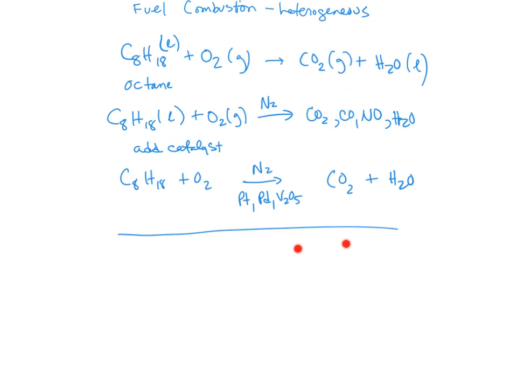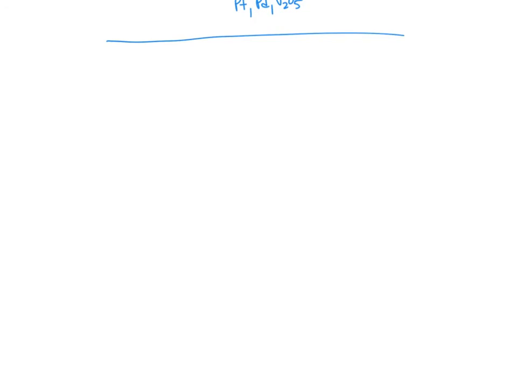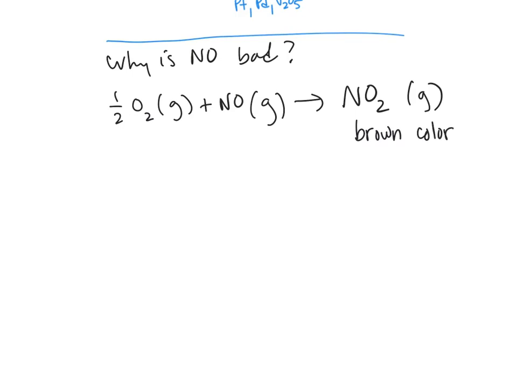And we don't want the NO product. So the question here is, why is NO bad? And here's what happens. Oxygen in the air reacts with NO, nitric oxide gas, being produced by our cars to form NO2 gas, and that is that brown, yucky color. Sometimes we look, maybe from the mountains, out over the air and we can see that kind of brown color, and that's due to the nitrogen dioxide.